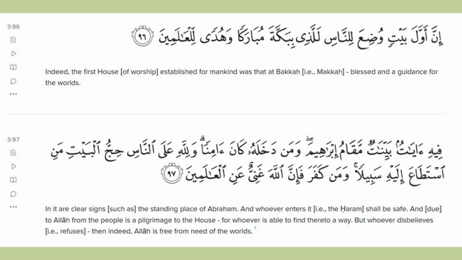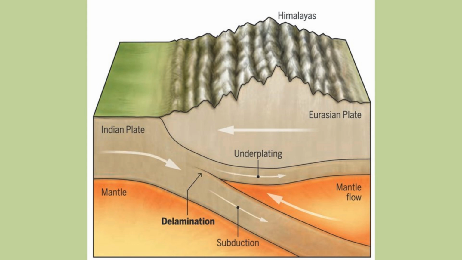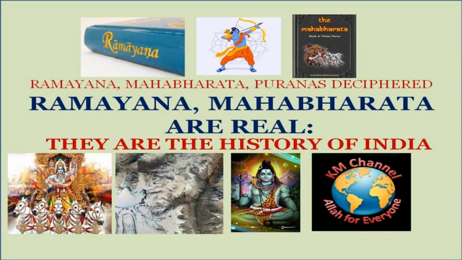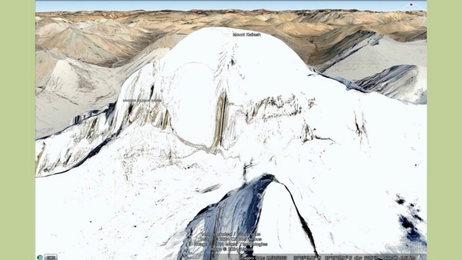It is also mentioned in the chapter number 3, verse number 97 that whoever enters it shall be safe, indicating whichever tectonic plate will be subjected at this place will be safe, meaning it will not be pushed down to the mantle, which is figuratively mentioned as the hell. This confirms that this is the point where the Indian plate began to subduct. As I have mentioned in my previous presentation, Ramayana and Mahabharata are real. As a human enactment, whoever enters into it shall be safe.